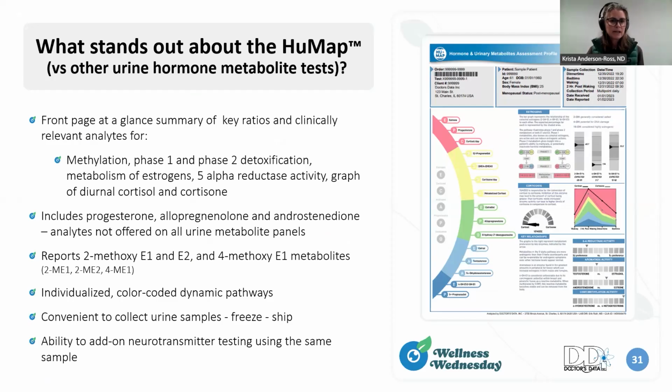Several things make the HuMap unique, and this is that front page summary of key ratios and clinically relevant analytes. Because the samples are wet liquid versus dried urine, there is no need for reconstitution, so that enables direct measurement of creatinine. Let's do a quick overview of this front page here.